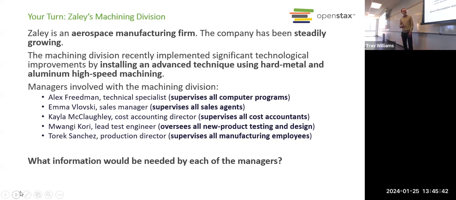Excellent. Okay. And last one here, Torek supervises the manufacturing employees. So what information does the production director need? Labor costs. Oh, I didn't hear. Who said what?